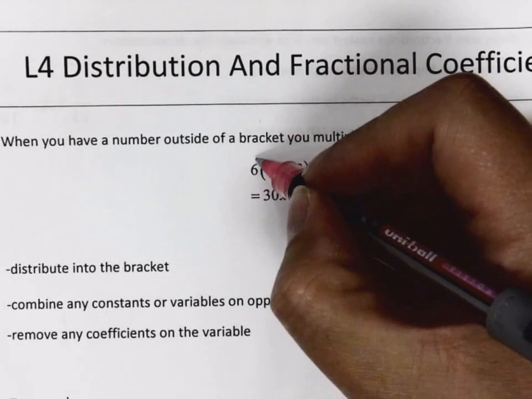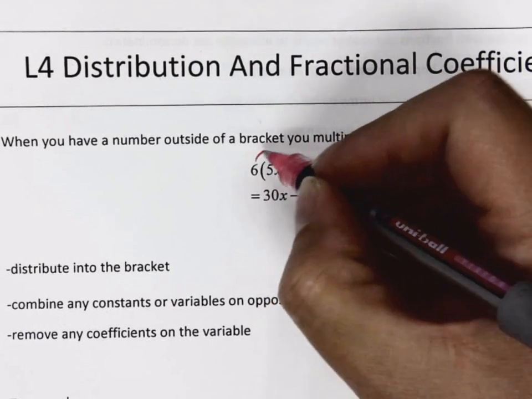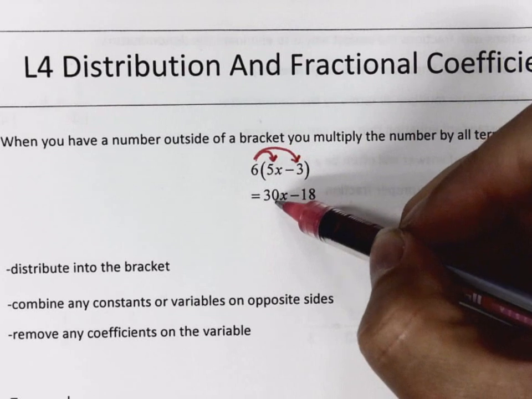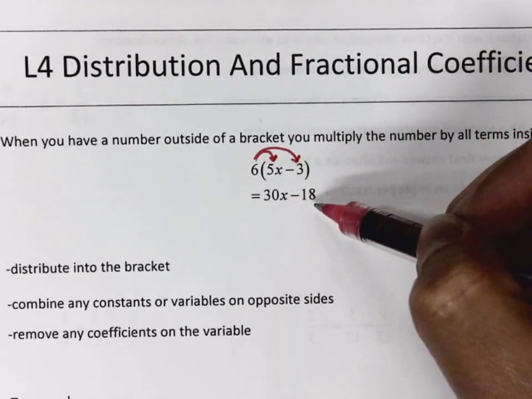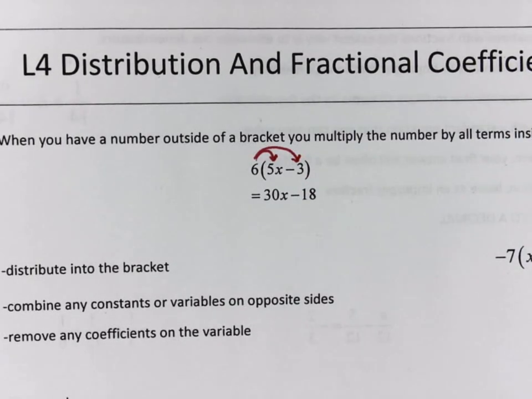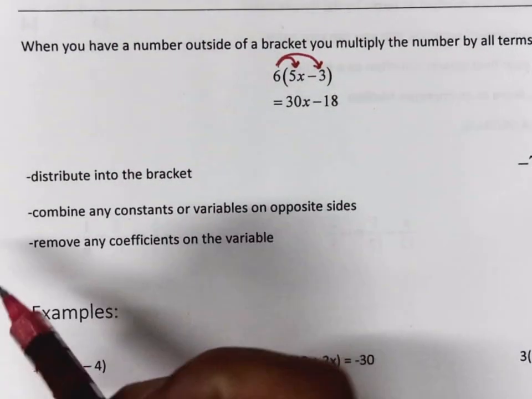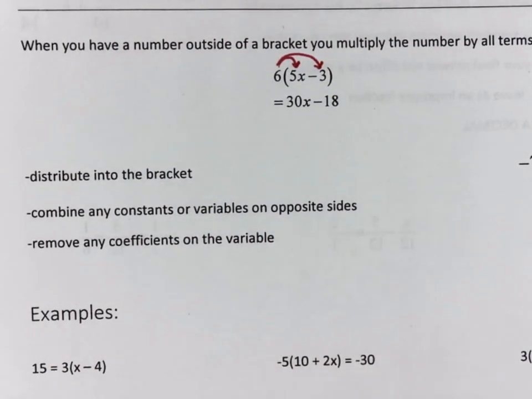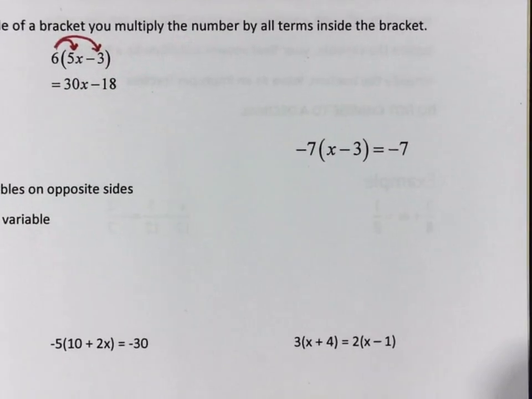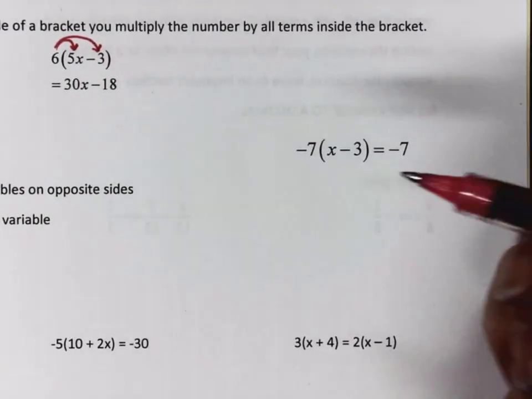We leapfrogged. We multiplied the 6 in here, and we multiplied the 6 by the back. So 6 times 5 gives us 30, and 6 times 3 gives us 18. There's a subtract sign, there's a subtract sign. Ta-da! Okay, you've distributed. Then you're going to combine any constants or variables on opposite sides, remove any coefficients from the variable, and solve. So it's kind of like 4-step algebra. Sometimes it's 4, sometimes it's 3, but we'll see what goes on here.